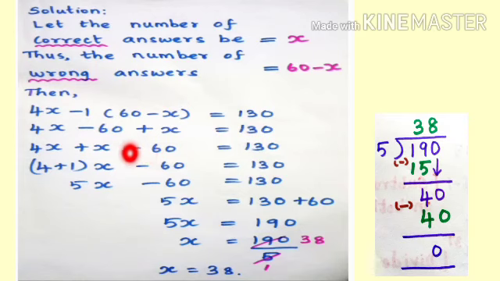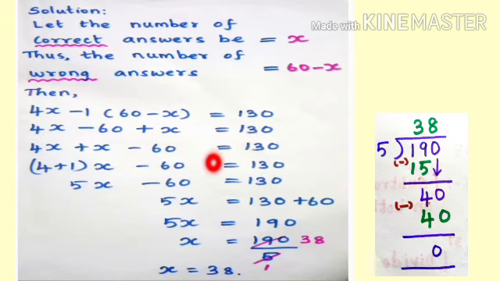Now, in the next step, by using the multiplication of integer rules, the product of two different signs, two different integers, is always a negative integer, and the product of two negative integers is always a positive integer. By using this multiplication integer rule, we get 4x, minus 1 into 60 is minus 60. Minus 1 into minus x is plus x, is equal to 130.